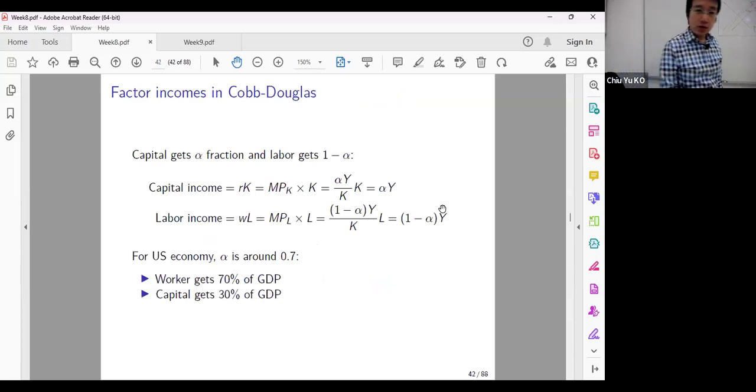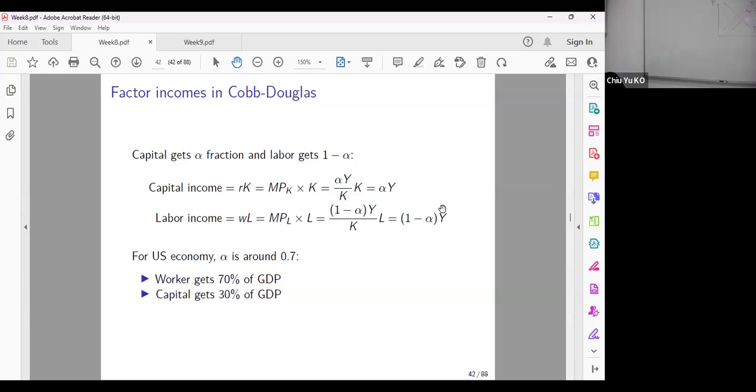Okay, quickly, last one. In general, capital would get 30% of GDP, because RK is alpha Y, and WL would be 1 minus alpha Y. So workers get 70% of GDP. Surprisingly, some of you will think it should be the other way around. You'd expect, wait a minute, capitalists should be getting all the money that we make. It's kind of correct.